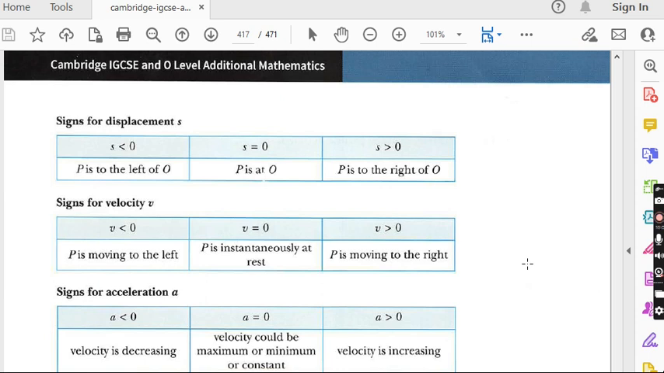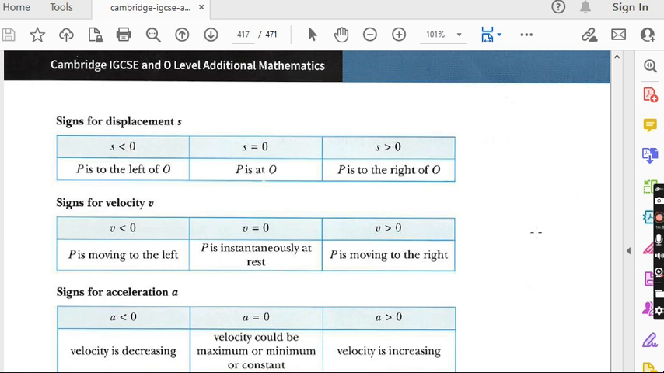Signs for velocity. If velocity is negative, it means P is moving left. V equals 0 means P is instantaneously at rest. This is a very important point. And when V is greater than 0, P is moving to the right. Signs for acceleration. When acceleration is negative, it means velocity is decreasing. When acceleration is 0, it means the velocity is either minimum, maximum, or constant. And when acceleration is greater than 0, it means velocity is increasing.